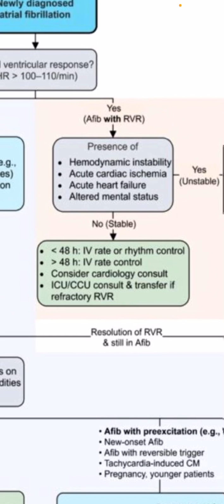And if this person is stable, then you gotta find out how long this episode is lasting. If it lasts less than 48 hours, you go for either rate or rhythm control. If it's more than 48 hours, rate control.